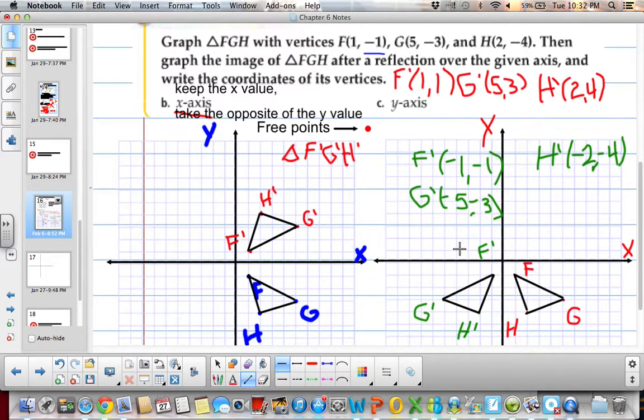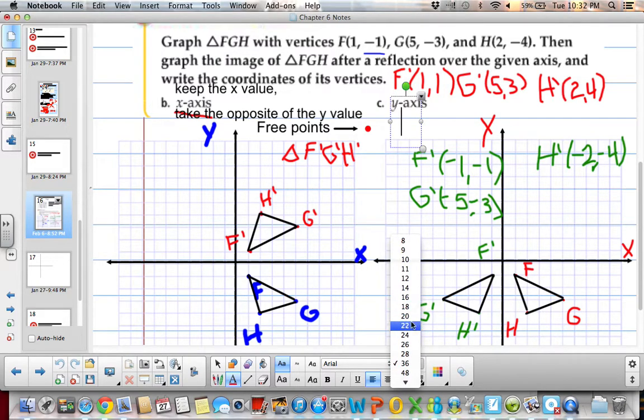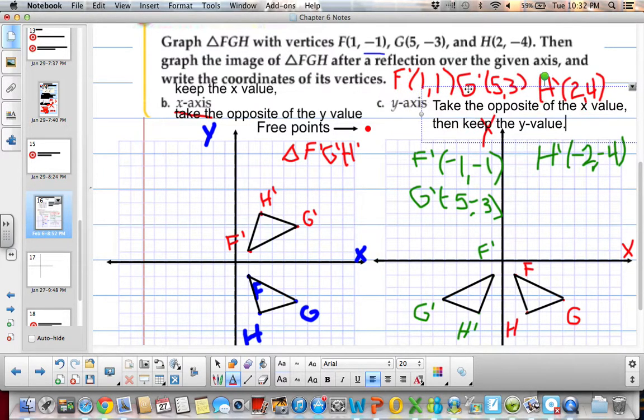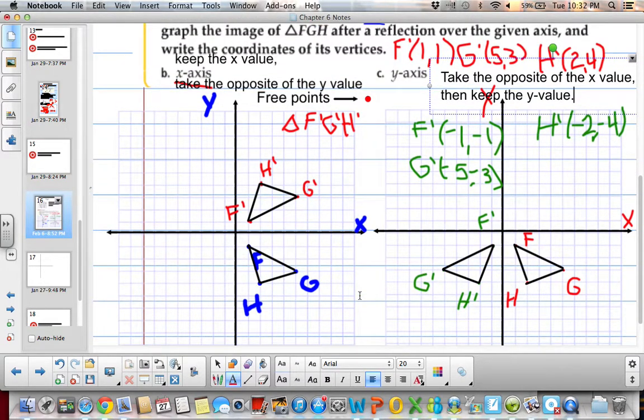Okay, so then y-axis, so when we're reflecting over the y-axis, we take the opposite of the x value, then keep the y value. Okay? There are some more examples in your book. These are the only examples that I have that I'm going to include in this video.